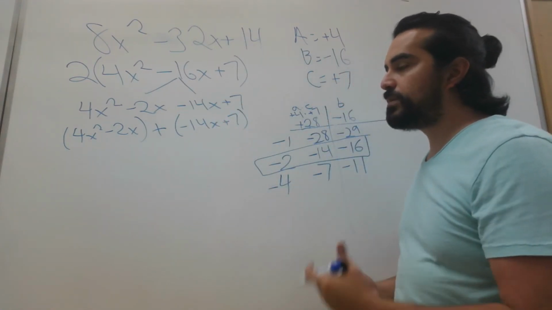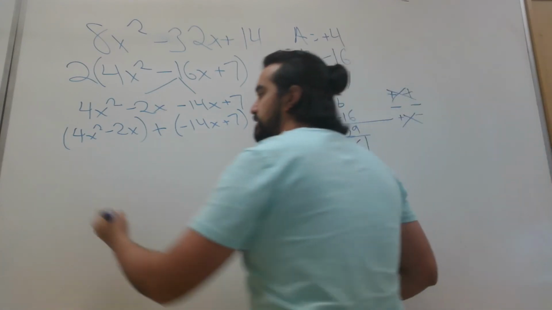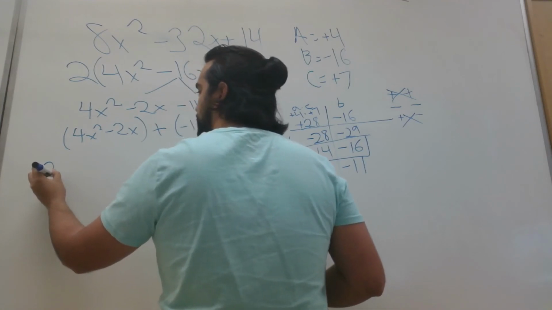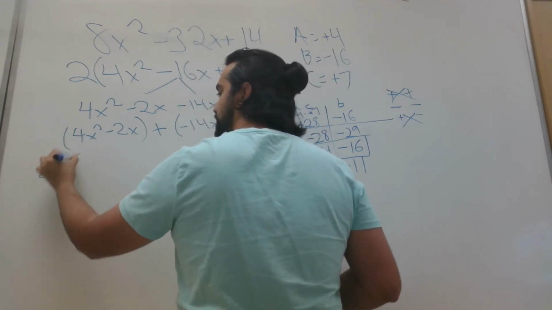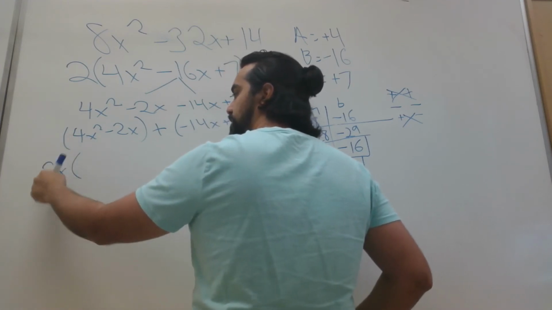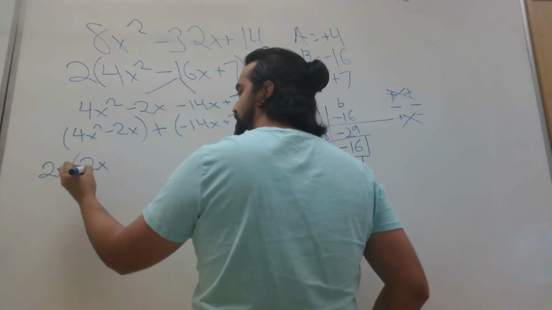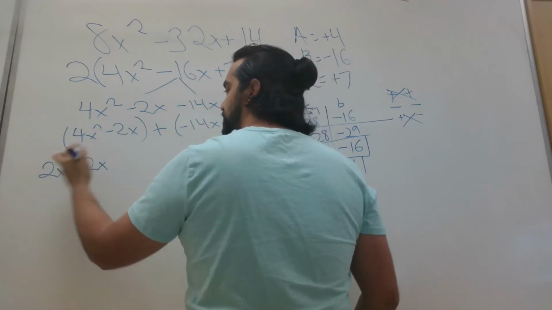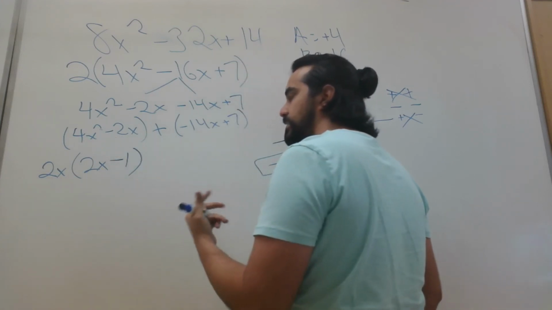Well, what can I pull out from 4x squared minus 2x? First thing is, I can pull out a 2. I could also pull out an x. So I'm left over with 4 divided by 2 is 2. X squared divided by x is x. Negative 2 divided by 2 is negative 1. X divided by x is 1. So we're done with that.